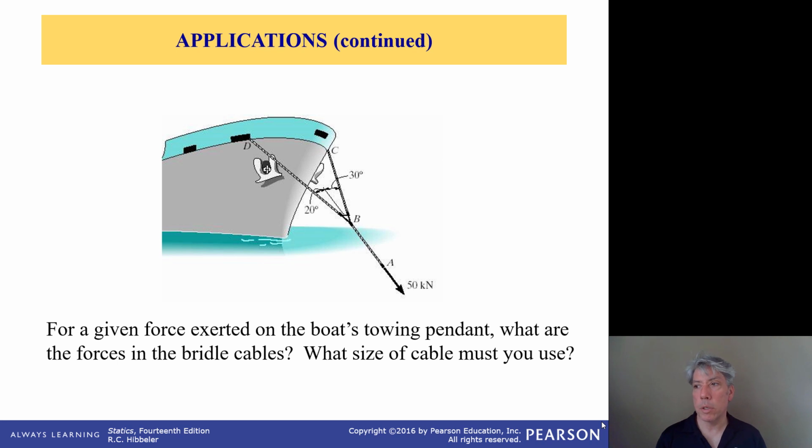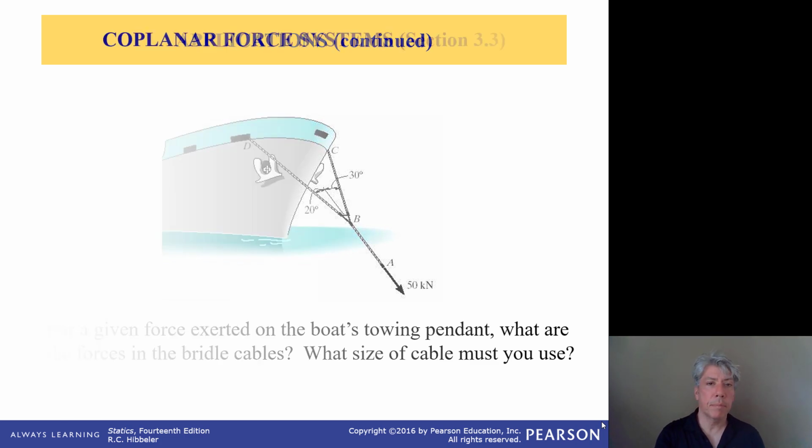Or you could stand on the short end of a lever, have someone else operate the long end, and move your body's weight. So force is not something that is conserved, and it shouldn't be a surprise that the force in BC and BD are unknown and not simply half of the 50 kilonewtons. But we have to know the force in those bridle portions of the cable. Otherwise, we won't be able to size the cable correctly.